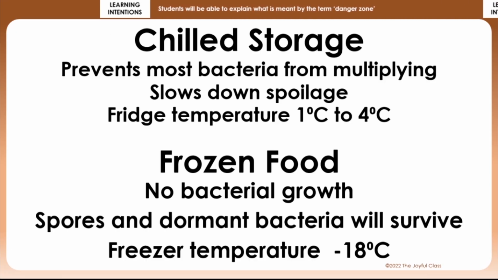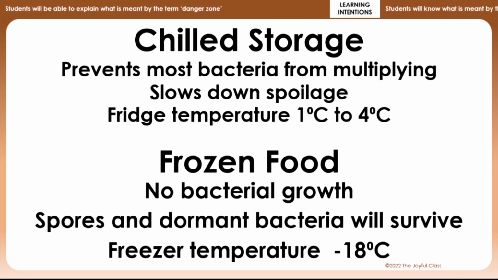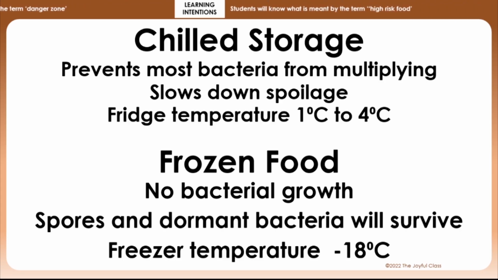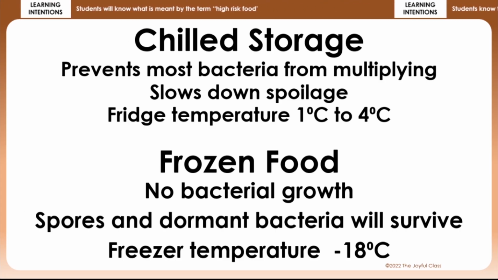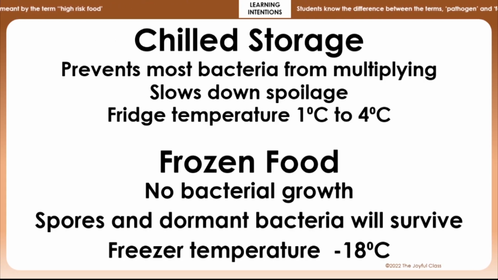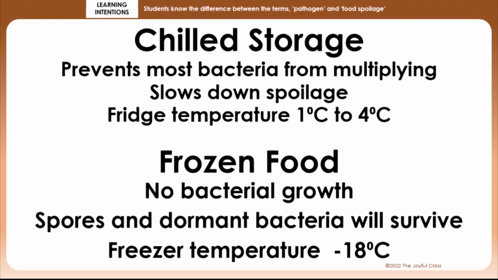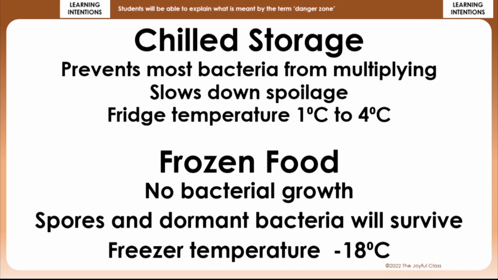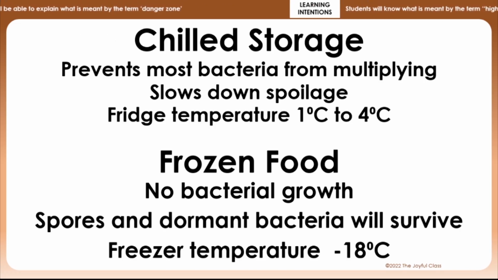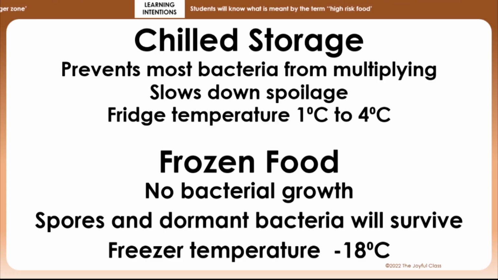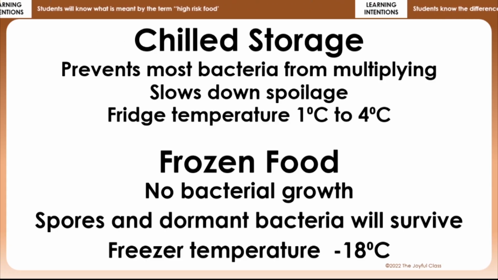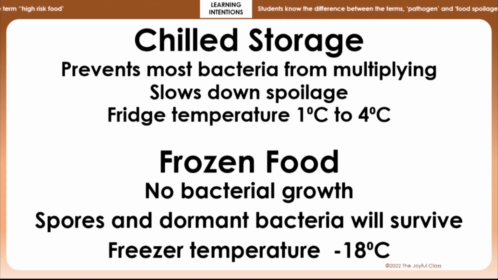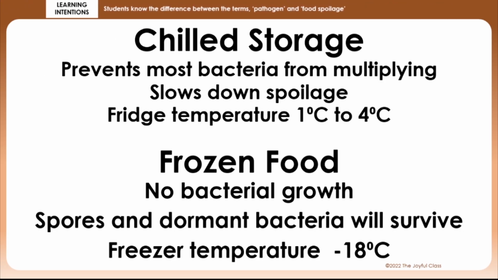Chilled food storage, as in the fridge, prevents most bacteria from multiplying. It slows down food spoilage, and the fridge temperature should be between 1 degree centigrade and 4 degrees centigrade. With frozen food, there's no bacterial growth. Spores and dormant bacteria will survive the freezer, and the freezer temperature is between 0 degrees centigrade and minus 18 degrees centigrade. The recommended temperature for a freezer is minus 18 degrees centigrade.